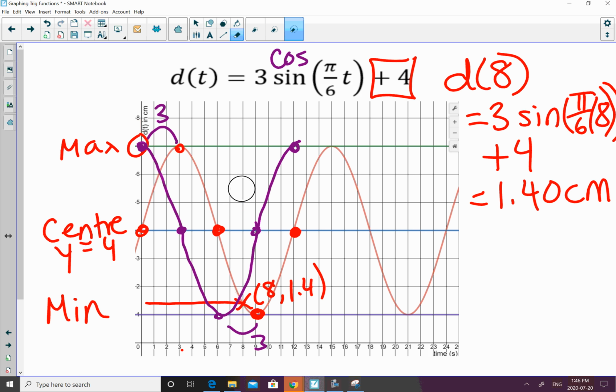Oh, I got the wrong one there. I want to go from the purple to the red. So shift this one over 3. That one over 3. This point's going to go over 3. And that point goes over 3.